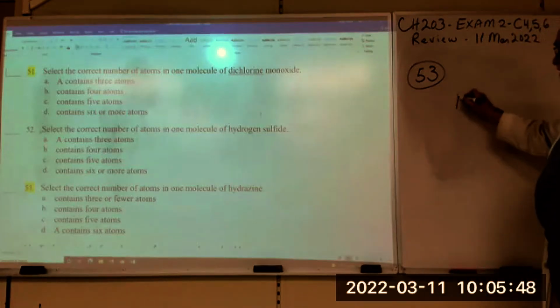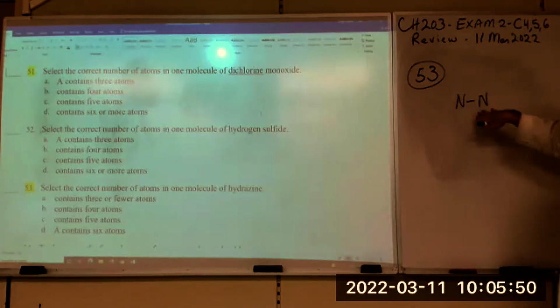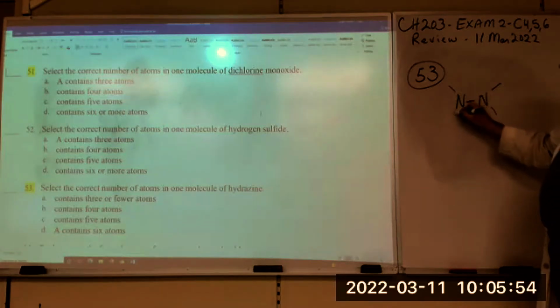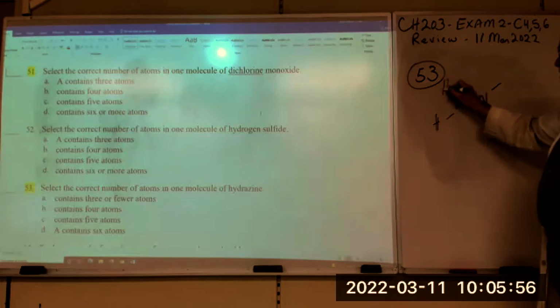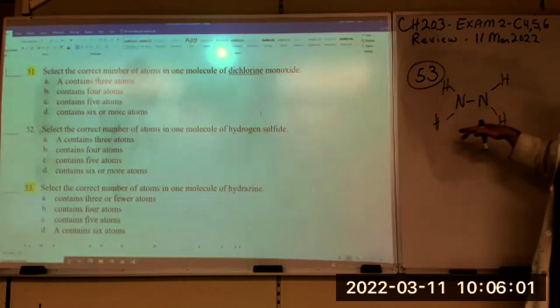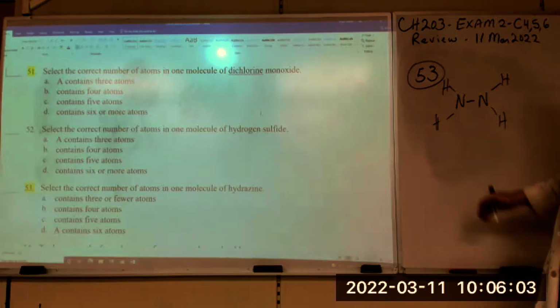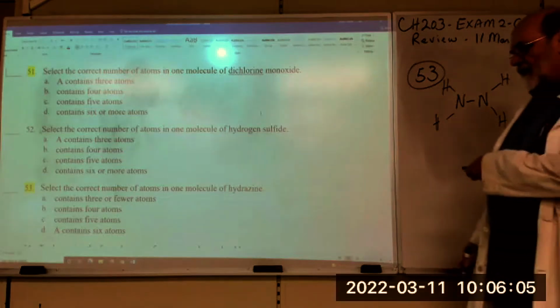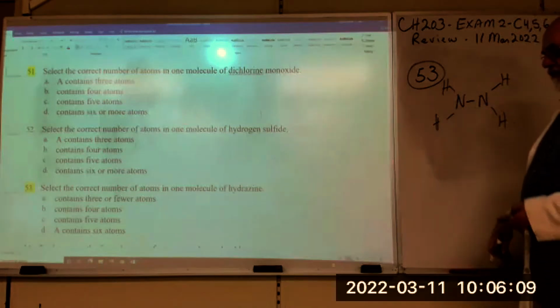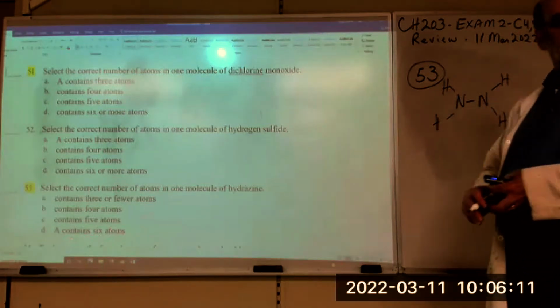Hydrazine is that as your foundation, and then hydrogens. There you go. N2H4 is hydrazine. So, correct number of atoms, 1, 2, 3, 4, 5, 6. 6 atoms. Okay.